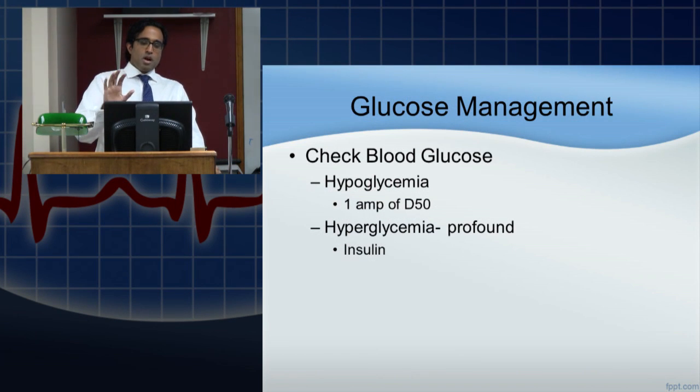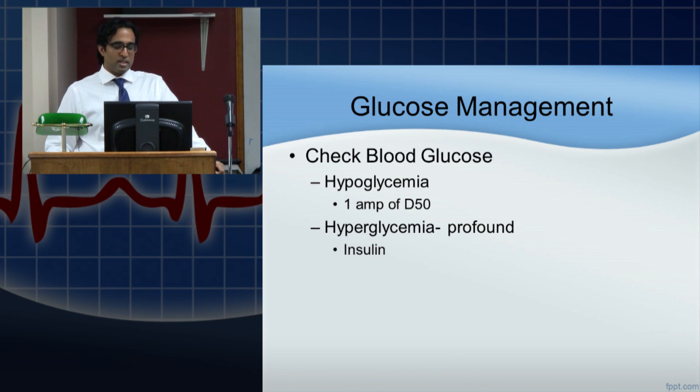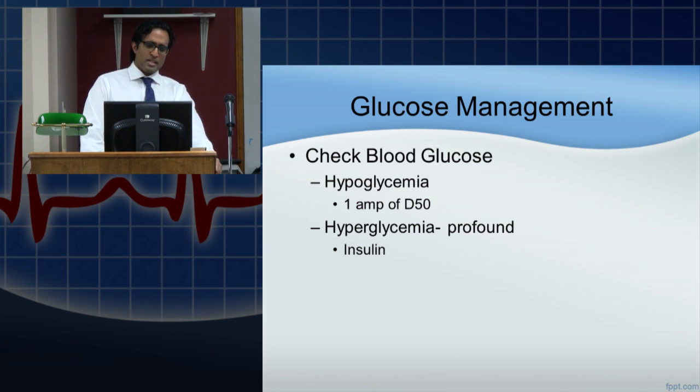So glucose management, real important. Whether hypoglycemia or hyperglycemia, you want to keep them around 120 to 180. If they're really low, just give them some D50. If they're super, super high, you might need to give them some insulin. I don't know if y'all do that on the cart now. Just fluids. All right. But that's the big thing, because hyperglycemia is bad for the brain, and hypoglycemia is really bad for the brain too.